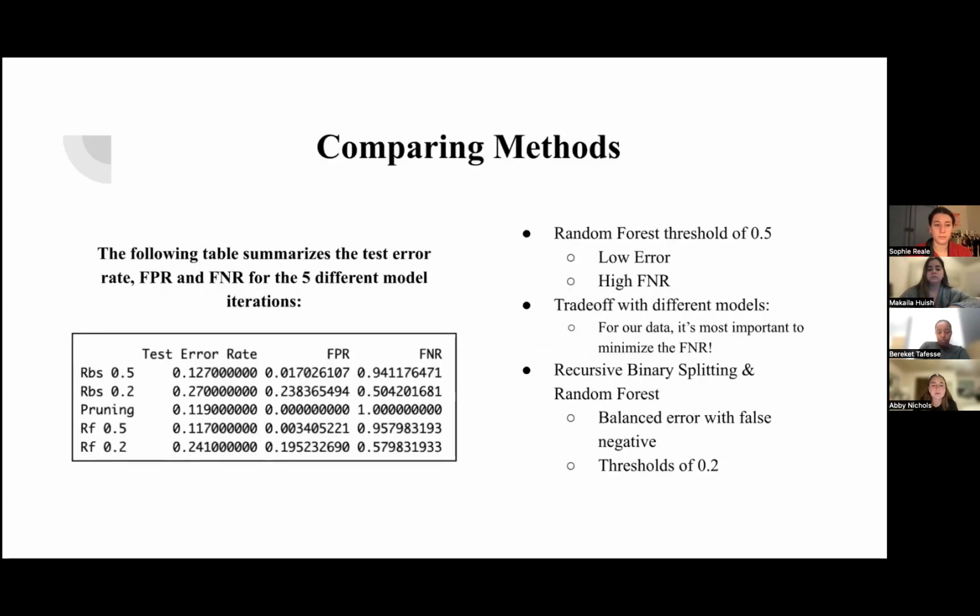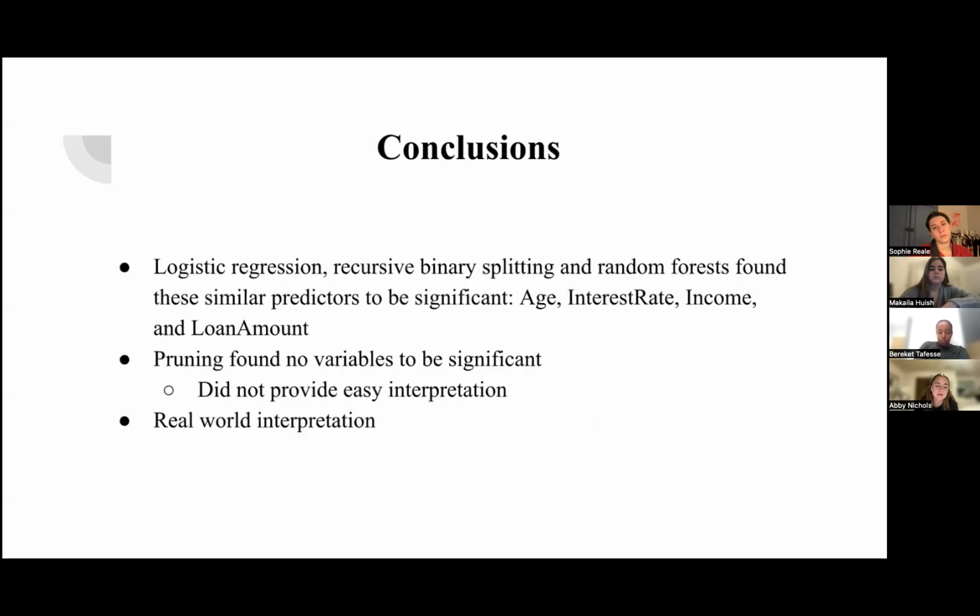Following our analyses, we wanted to do a final comparison of our methods. In terms of error, the best model was random forest with a 0.5 threshold. This model, however, had an extremely high false negative rate, which we wanted to minimize. The models that best balanced error with the false negative rate were the recursive binary splitting and the random forest with thresholds of 0.2. Logistic regression, recursive binary splitting, and random forest found some similar predictors to be significant, which ended up being age, interest rate, income, and loan amount. This is very different from the pruning, which found none of the 11 variables to be significant.